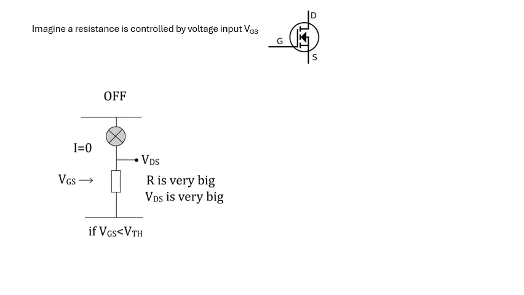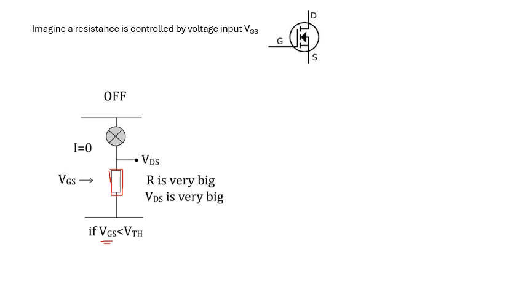Imagine a resistance which is controlled by a voltage. Now, looking at this diagram down here, this resistance here is controlled by this voltage here, VGS. Now, if this voltage VGS, which is between the gate and the source, is very small, if it's less than a threshold, below the threshold, nothing happens. If it's below the threshold, then the resistance is very big. So no current will flow.